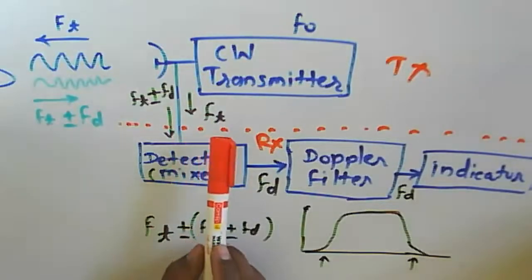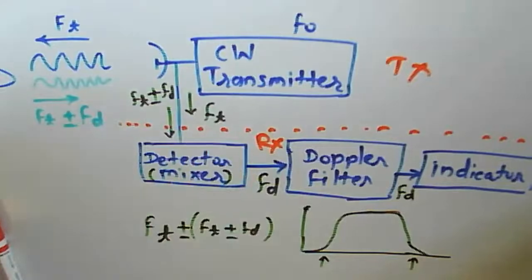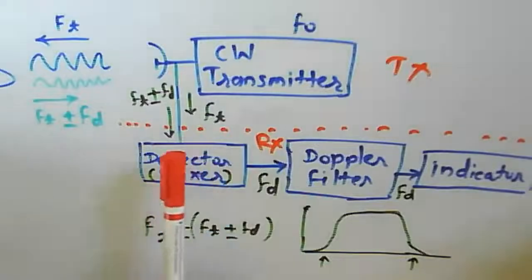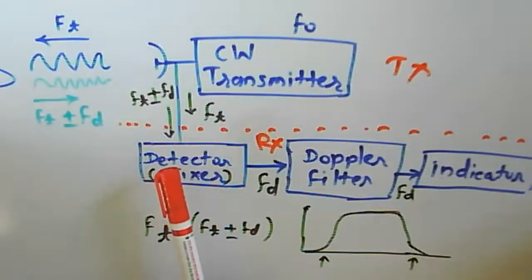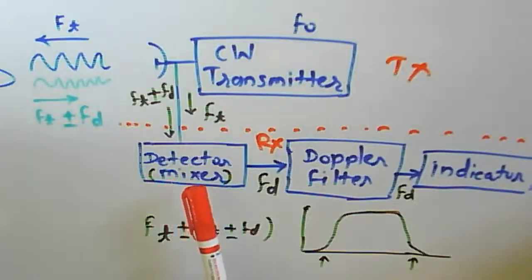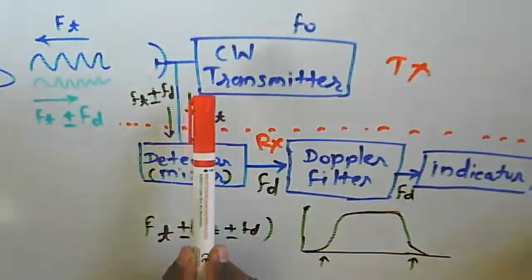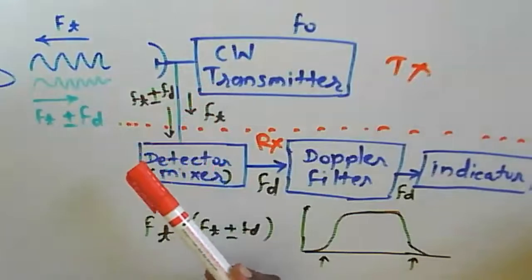So in that case there may be a small leakage of the transmitted power, and that leakage may disturb the detector, or may damage our receiver section. So that's why we are supposed to use isolation between the transmitter and the receiver.